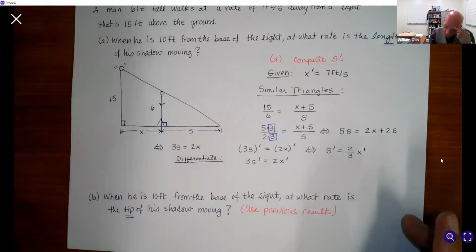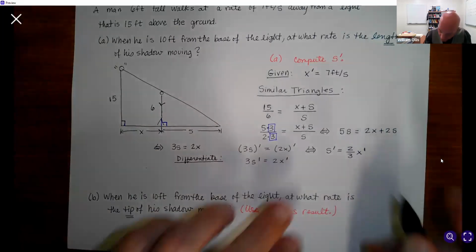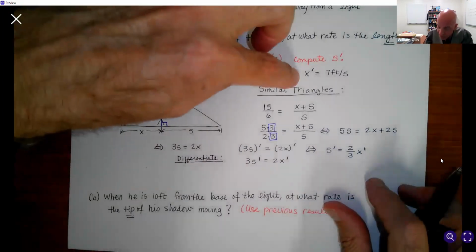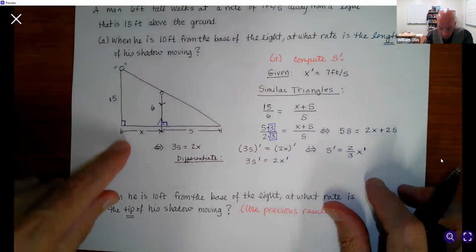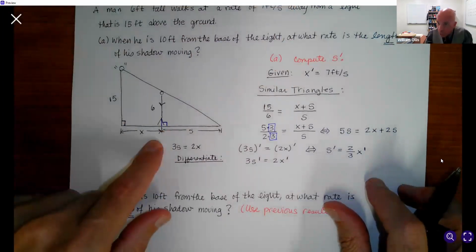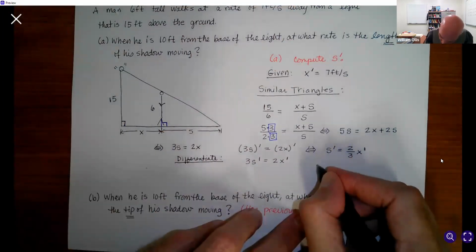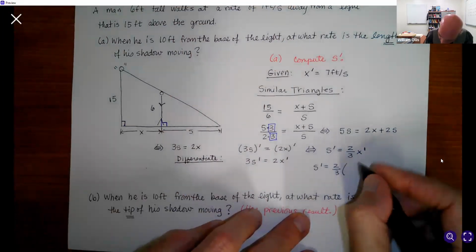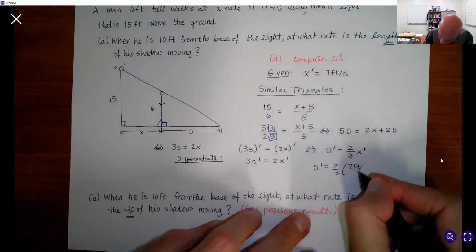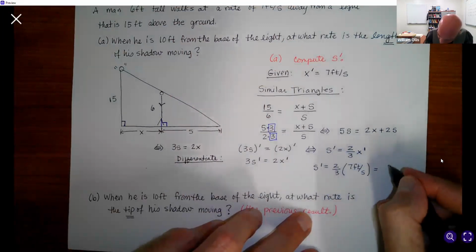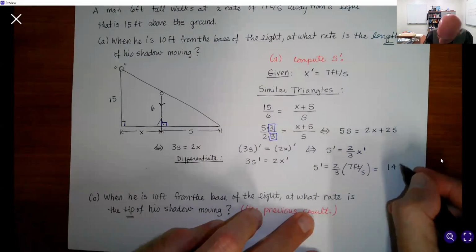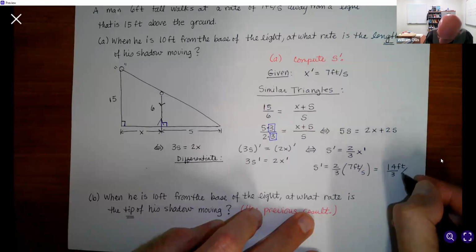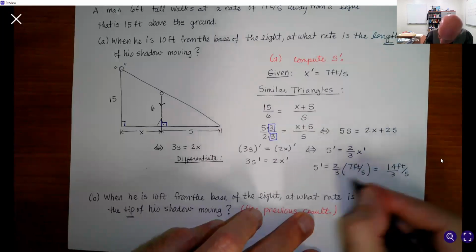And now all we have to do is substitute the value for x prime. So with the given conditions, we go back up here, and this is the main condition we have, the rate at which the gentleman is walking away from the light. So s prime is just equal to 2/3 times the rate, 7 feet per second. And that gives us 14 over 3 feet per second. Again, 14, 3 downstairs.